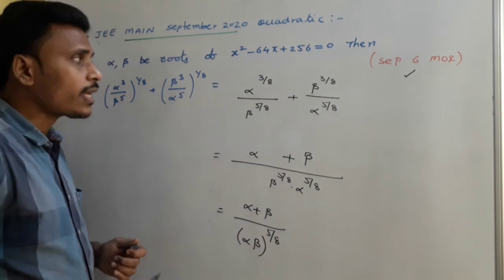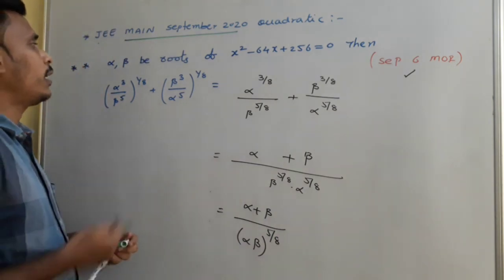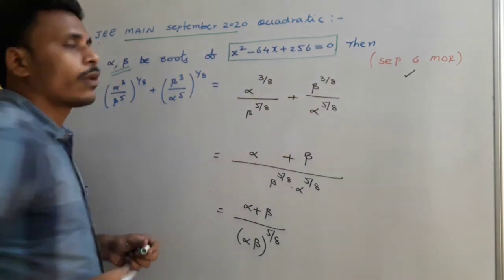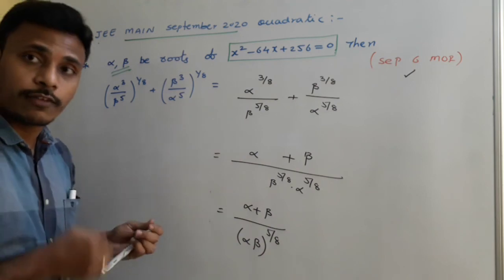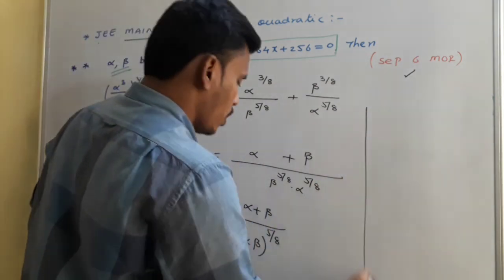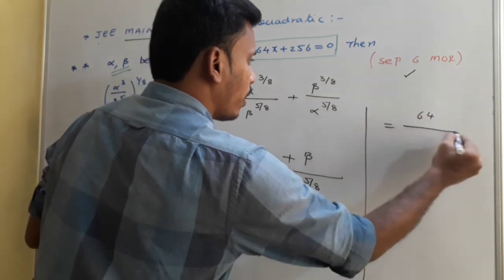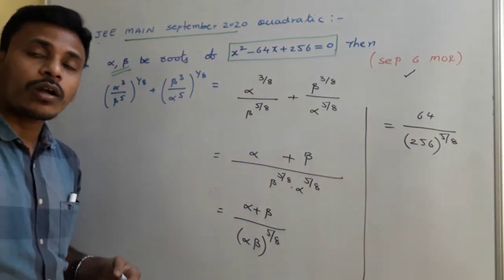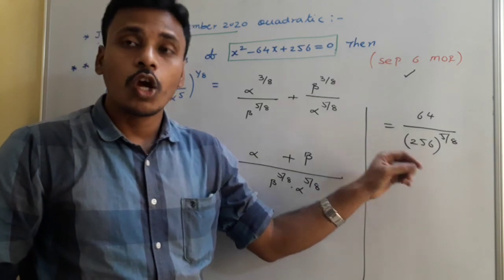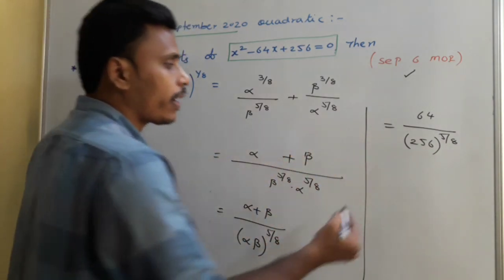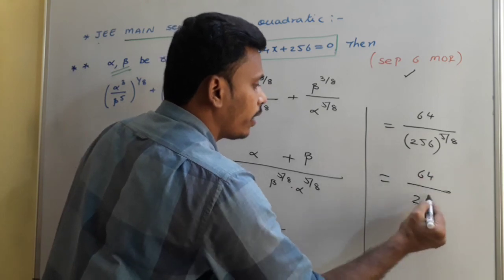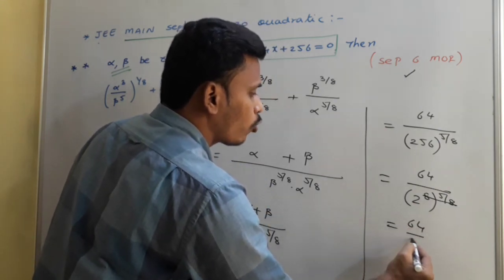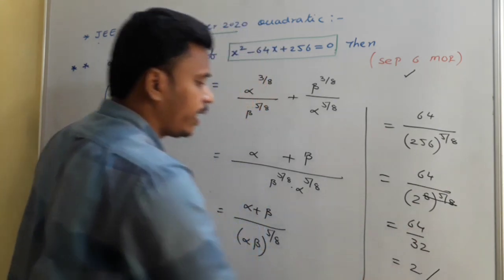As they mentioned that alpha, beta be the roots of this x square minus 64x plus 256 is equals to 0. From there we have alpha plus beta value as 64 and alpha into beta as 256. So this is equals to 64 divided by 256 to the power 5 by 8. This is what we need to calculate. What is 256 actually? 256 is 2 power 8 actually, we know it, right? So that is equals to 64 divided by 2 power 8 to the power 5 by 8. These two will get cancelled. 64 by 2 power 5 is 32 and your answer at the end is 2.